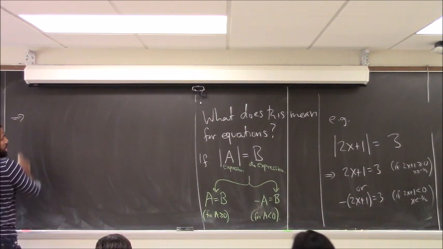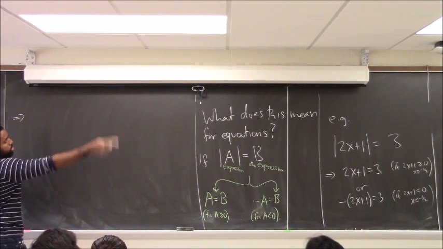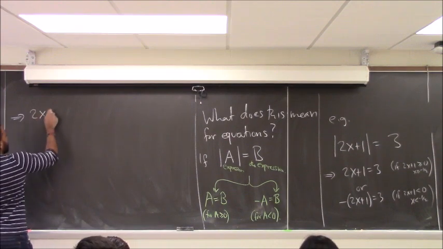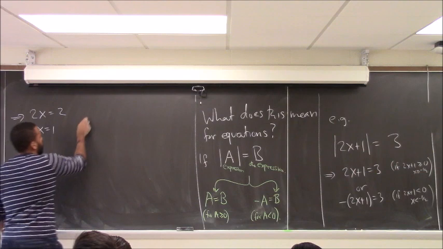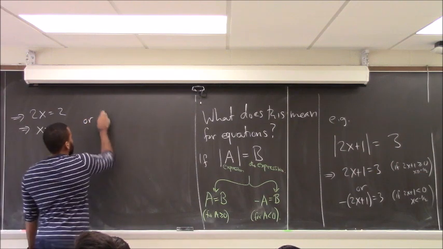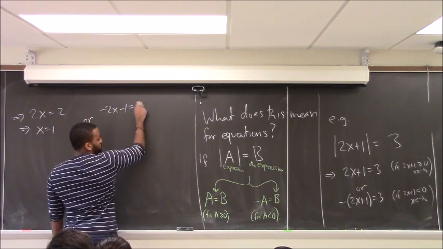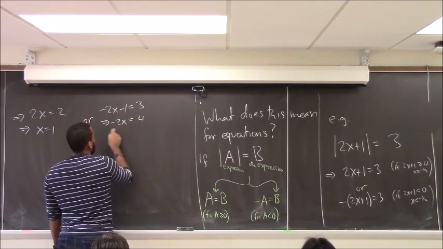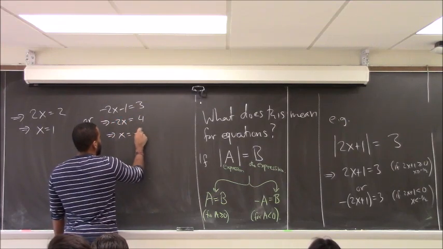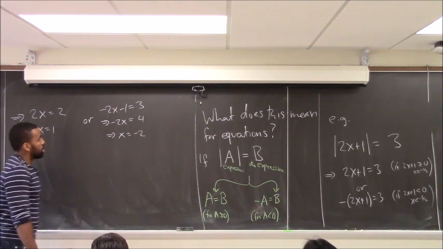So in the first case, we would have, bring the 1 to the other side, 2x equals 2, which implies that x equals 1. Or we'd have minus 2x minus 1 equals 3, which means that minus 2x equals 4, which means that x equals minus 2.